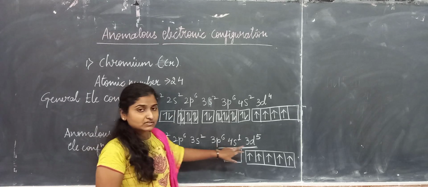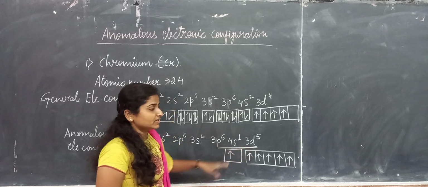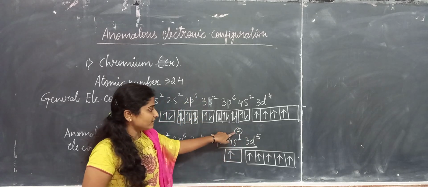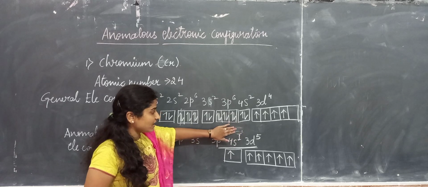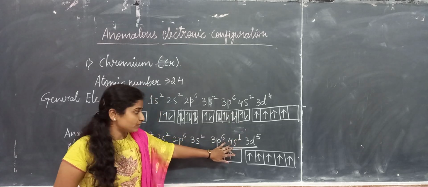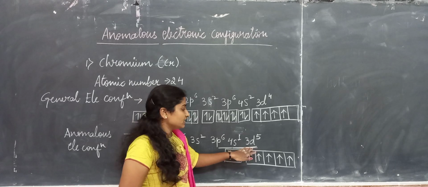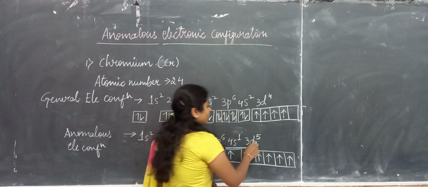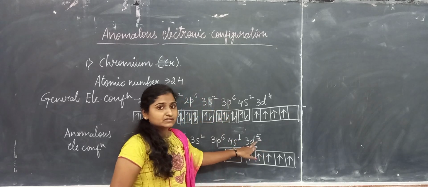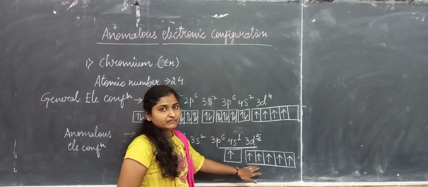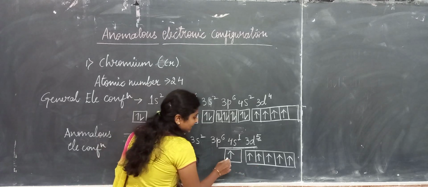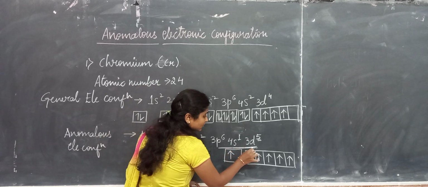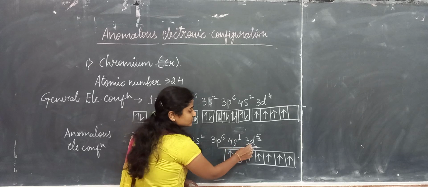The valence shell electronic configuration is changing, that is, the 2 electrons we were having in the 4s atomic orbital, but here 1 electron in the 4s atomic orbital shifts into the 3d atomic orbital, making the d atomic orbital exactly half full. See here, I will be writing only the valence shell electronic configuration. So the valence shell electronic configuration is 4s1, 3d5.